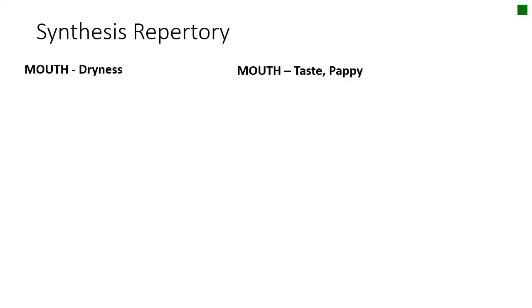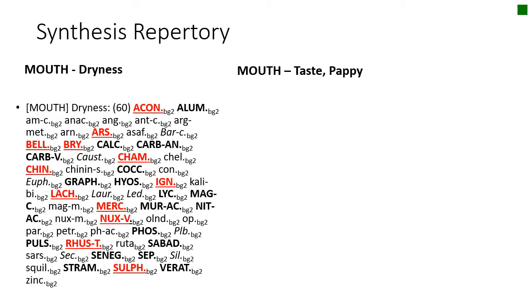Suppose we were to open the Synthesis repertory and look for the rubric mouth dryness. We'll find a whole lot of remedies out here. And naturally, belladonna and bryonia, which we discussed here, also appear there. But there are so many other remedies as well. We have no clue about pathogenesis when we look at a repertory.